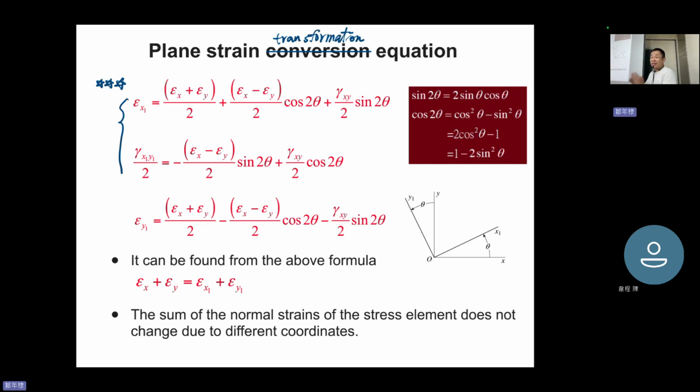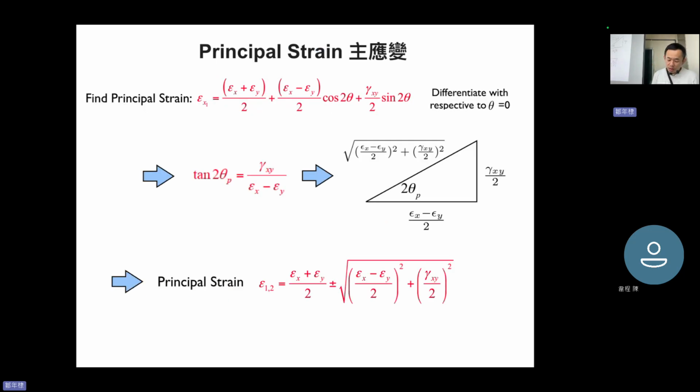And you can expect exactly the same thing in plane strain. Because you have the cosine, sine, you have principal strain. Principal strain, very similar. So it will be really quick because you learned that before, right? So plane strain, very similar.